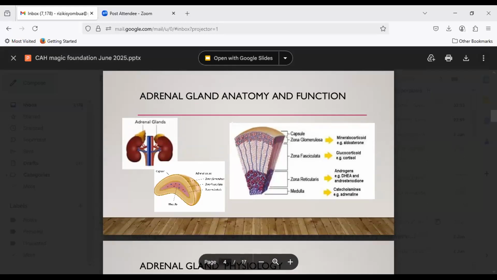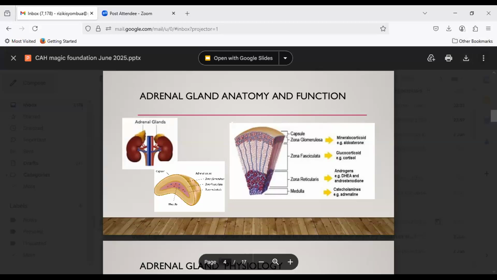So this is the anatomy of the adrenal gland. There are pea-sized glands above the kidneys in adults. Of course, in children, they are smaller. And if you cut through them, you'll see that they have a medulla and a cortex. And the cortex has 3 layers, and from these 3 layers, we can see the hormones that are synthesized. So the outermost synthesizes mineralocorticoids. The middle synthesizes glucocorticoid, which is cortisol. And the one that is next to the medulla synthesizes androgens.